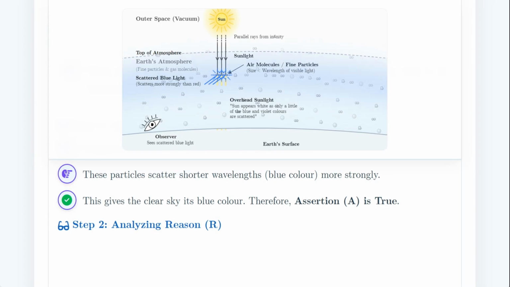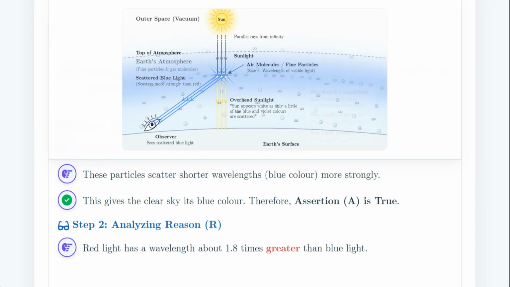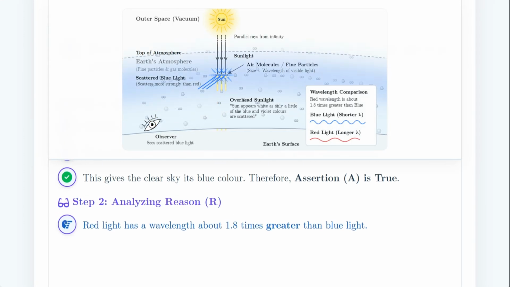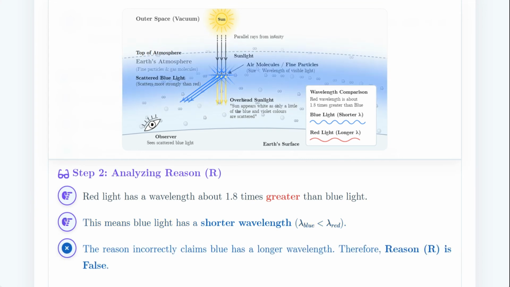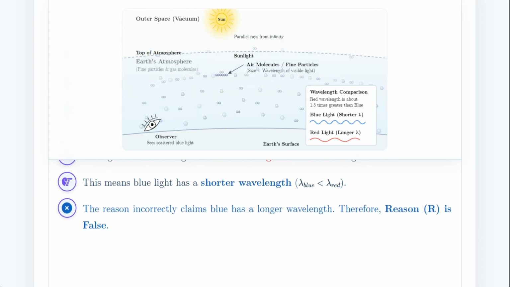Now let's check reason R. Red light has a wavelength about 1.8 times greater than blue light. This means blue light has a shorter wavelength than red light, not longer. So, the reason given is false.